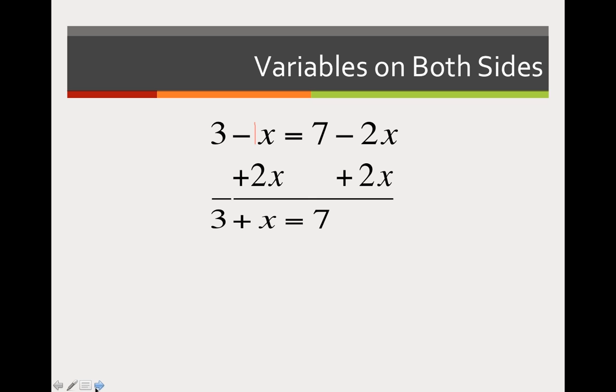That's going to give us 3 plus x equals 7. We'll then subtract 3 from both sides to get the x by itself. That's going to mean x is going to equal 4.